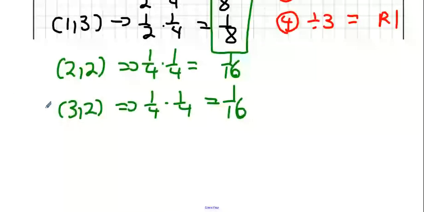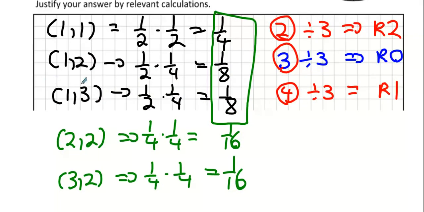Now let's add them all together. Am I there yet? So would you agree that this box adds to a half? Would you agree with that? And these 2 boxes add to 2 16ths. How many 16ths am I away from having every probability?